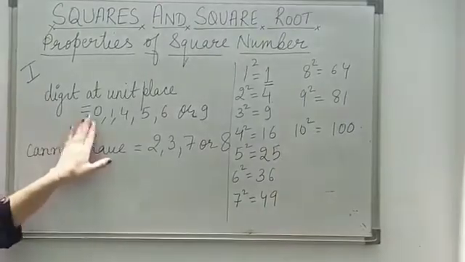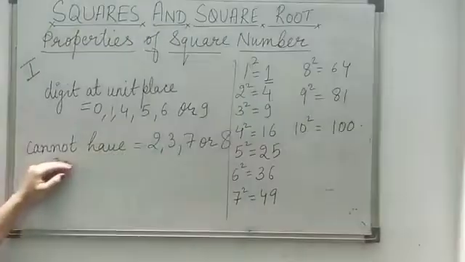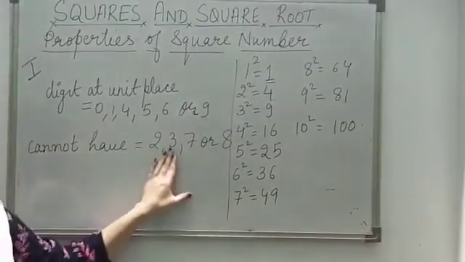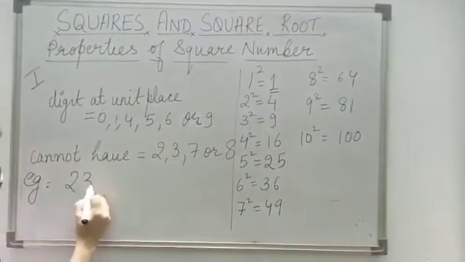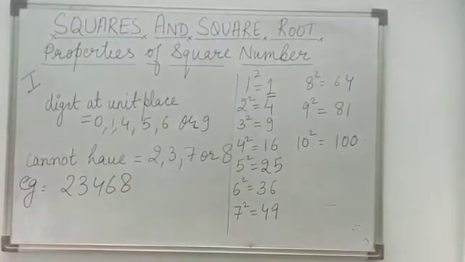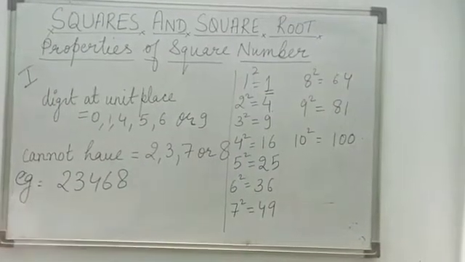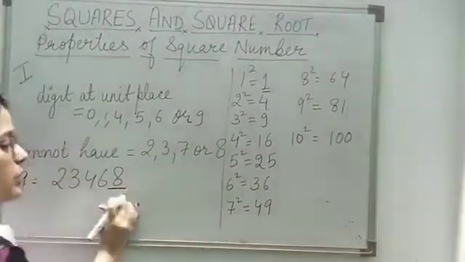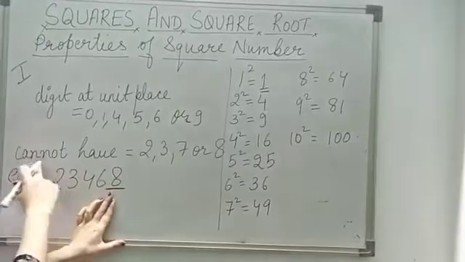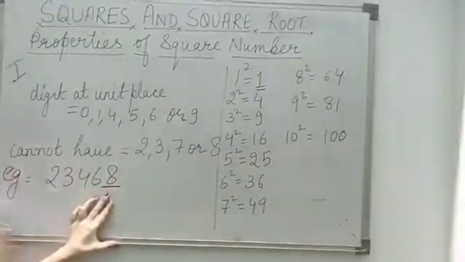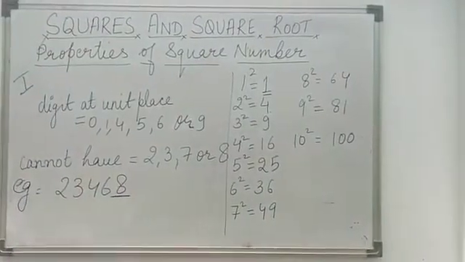Unit digit should be either 0, 1, 4, 5, 6 or 9. But the unit digit cannot be 2, 3, 7 or 8. For example, if I take 2, 3, 4, 6, 8, and you have to tell whether this number is a perfect square or not, simply observe the unit digit. The unit digit is 8, and according to the property, if the unit digit is 8, the number will not be a perfect square. But here one thing you have to keep in mind.